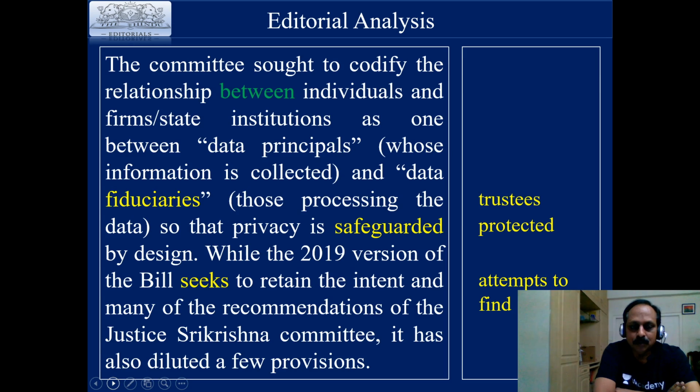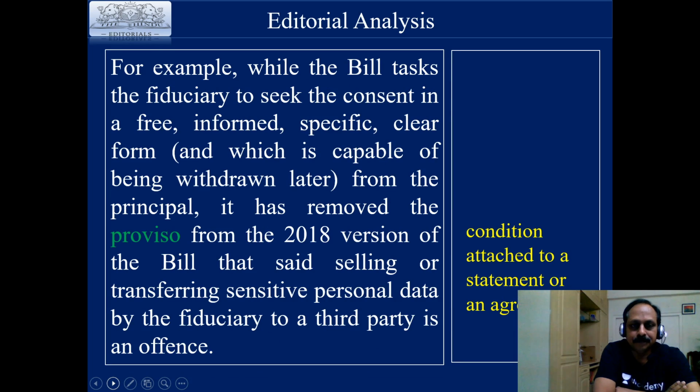Then the editorial talks about what is positive here, what is negative here. While the 2019 version of the bill seeks to retain the intent and many of the recommendations of the Justice Srikrishna Committee, it has also diluted a few provisions. Diluted, in this context, is something negative. So what has been diluted? The editorial provides that information. For example, while the bill tasks the fiduciary to seek consent in a free, informed, specific, clear form, and which is capable of being withdrawn later by the principal, it has removed the proviso.